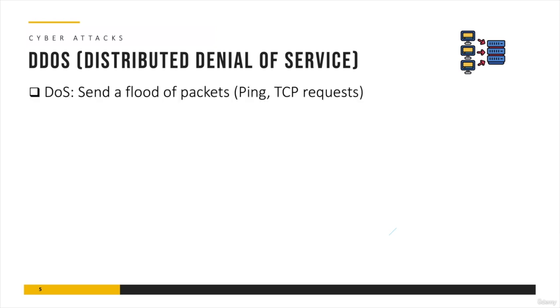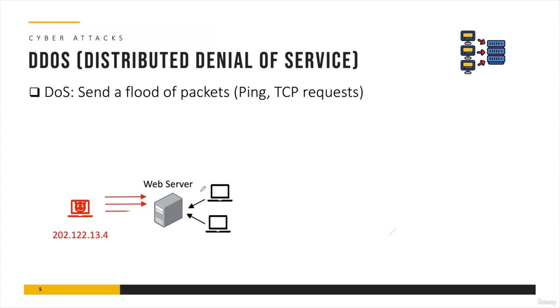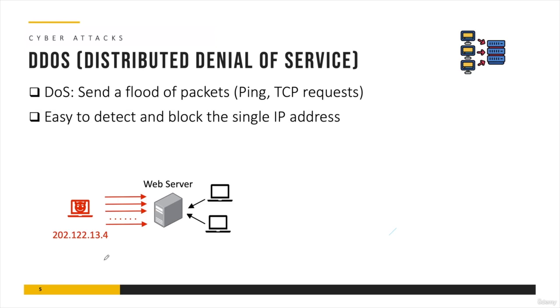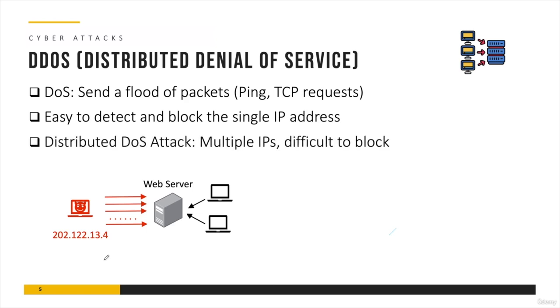In the denial of service attack, the attackers send a flood of packets such as pings or bogus TCP requests in order to overwhelm the network. If we see the diagram, we have legitimate users accessing a web server, but this malicious attacker is sending fake messages in bulk in order to overwhelm the web server. Denial of service attacks are easier to detect and block because they originate from a single IP address. So you could just detect it, blacklist that IP address and add it in your security tools to block it. In contrast, in a distributed denial of service attack, you have multiple IPs which are used simultaneously to launch the attack, and they are much harder to block.